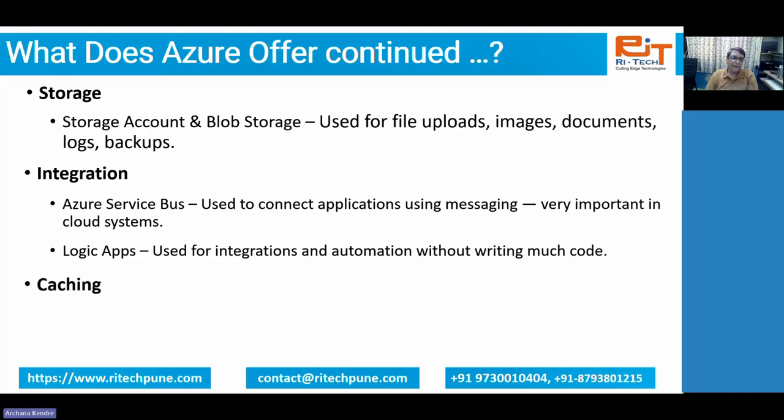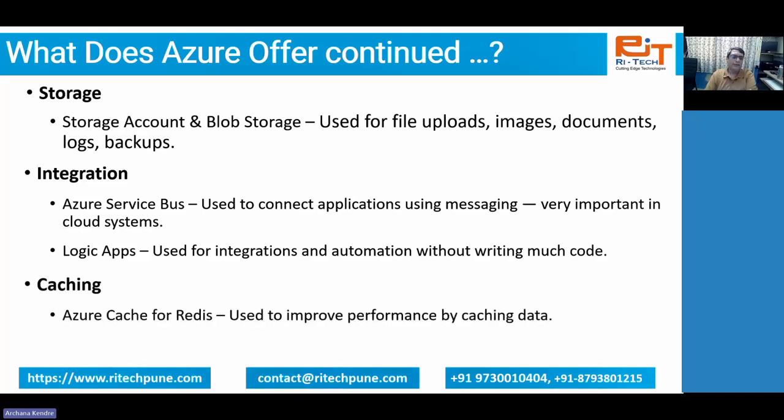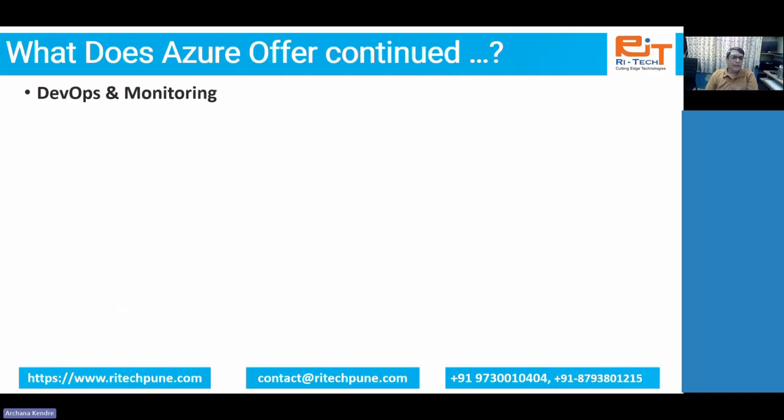Now, caching, that is again a very interesting feature that we have in Azure. So Azure Cache for Redis. It is a Redis cache mechanism used to improve performance by caching data. So huge caching is available here, and this is one of the reasons for using the Redis service.